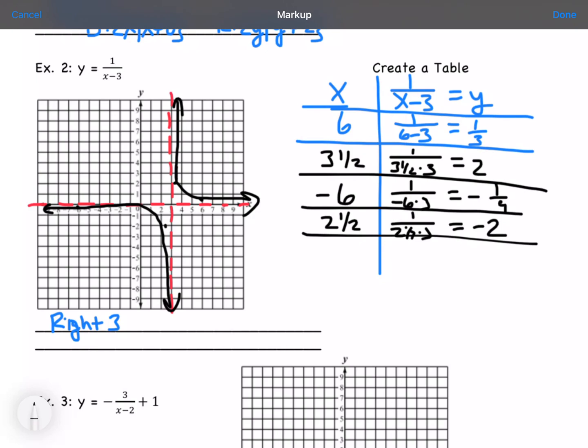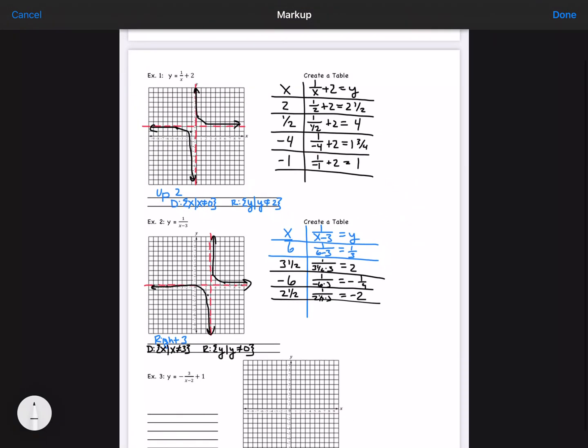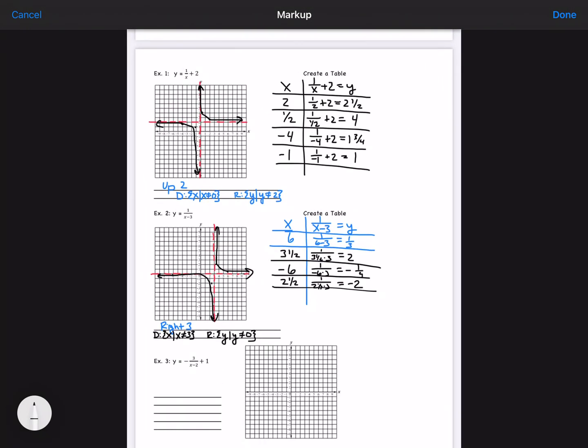What's our domain and range here, Becca? What x value can the domain not be? 3. 3. What's the y value that we can't have? 0. 0. Good. All right. And then tomorrow we'll go over example 3 at the beginning of class. And that will be it.